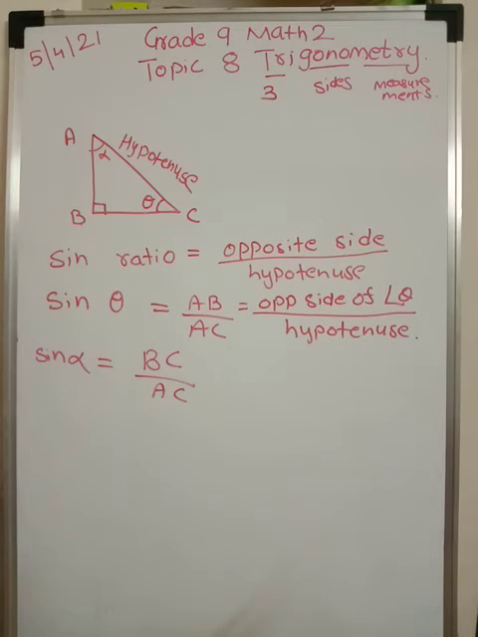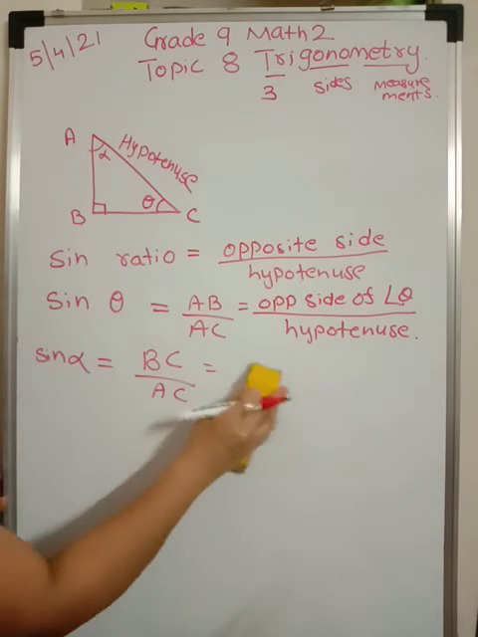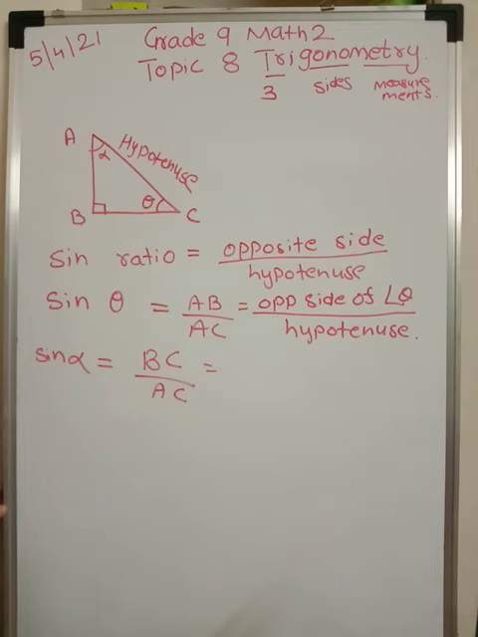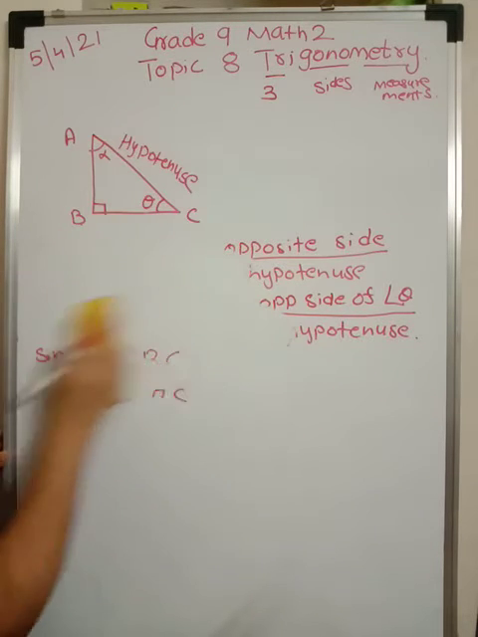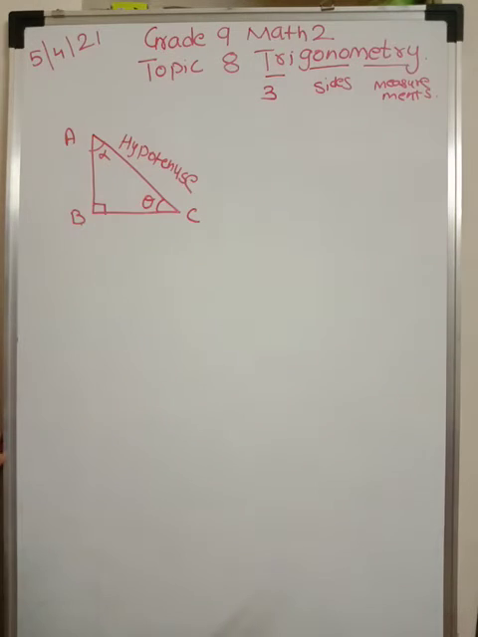You got this ratio? So in short, sine ratio is nothing but side opposite to that angle upon hypotenuse. Is this clear everyone? Opposite side upon hypotenuse. Now let us go for another ratio, and that is cos ratio. These three ratios you have to learn in trigonometry.